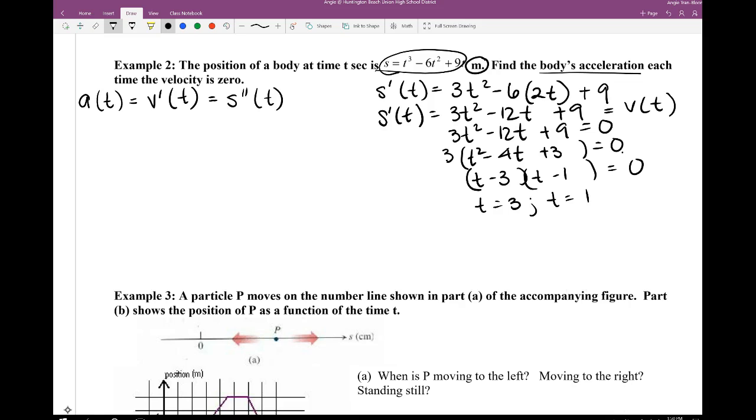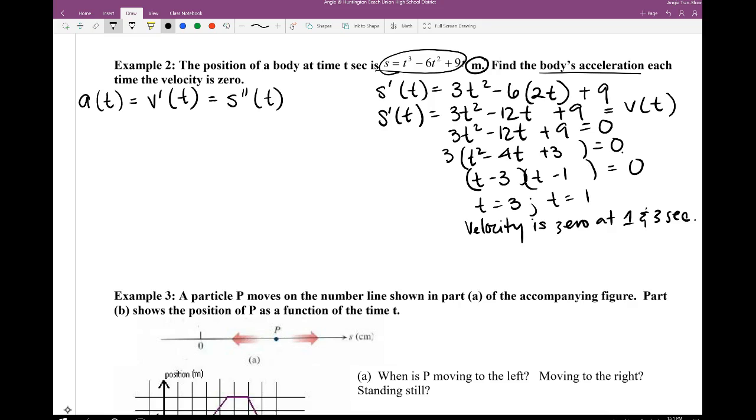Okay, so velocity is, well, that doesn't look like an S. I was going to merge the S and the 0 together, and as you can see, it didn't work out so well. Okay, is 0 at 1 and 3 seconds.